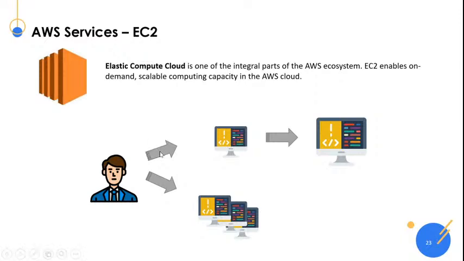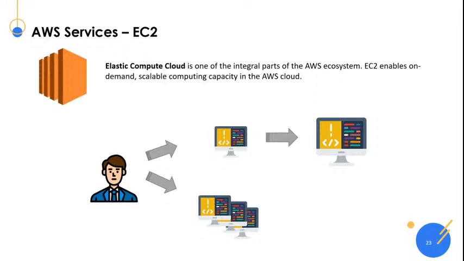Now in this diagram, as you can see, you can launch either a single EC2 instance or multiple EC2 instances. You also have an option of creating an EC2 instance and then installing some software on it, and then you can launch multiple copies of that particular EC2 instance, so that you don't have to install all the software all over again, right?